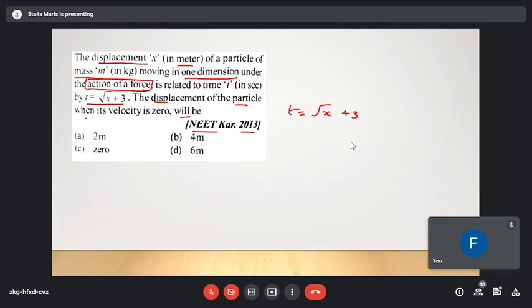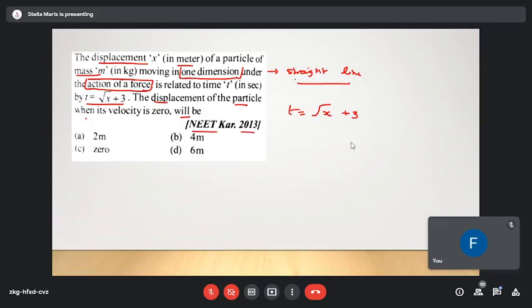Okay, so here they have given mass, and they are given one dimensional motion. They are telling that the body is moving in one dimension. Okay, so what do you mean by one dimension? Anybody? Along a straight line, sir. Yeah, along a straight line. Very good.